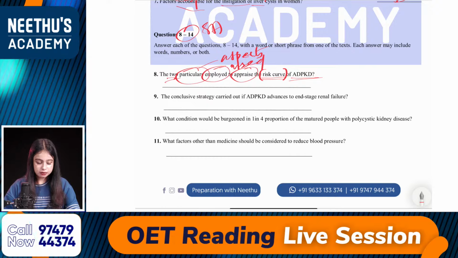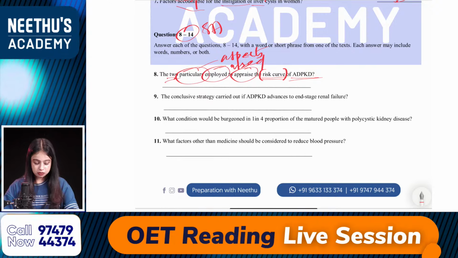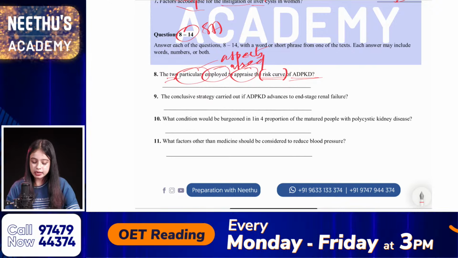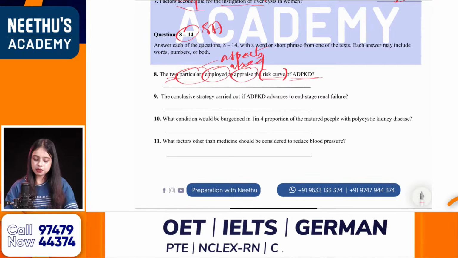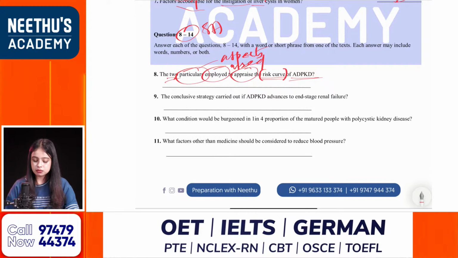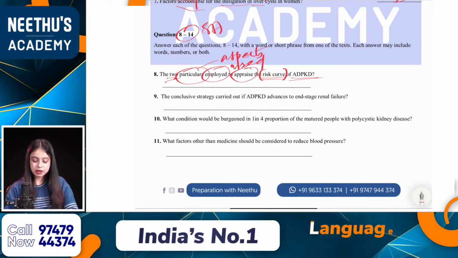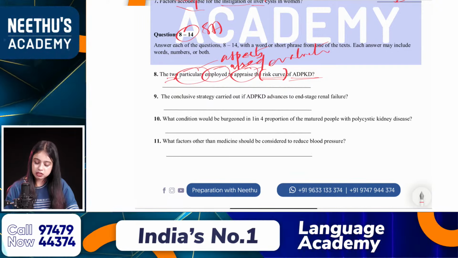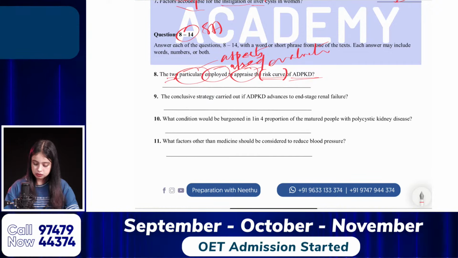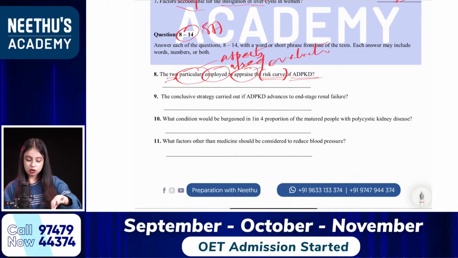Okay, Papati, yes. What about the 8th question, dear? Two particulars, two aspects. What are the two aspects mentioned? And the answer, I think, is from text C. Aspects mentioned in text C used to appraise, which means evaluate, the risk curve of ADPKD.